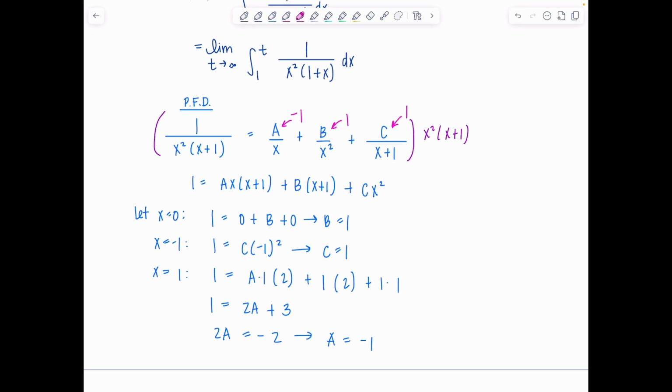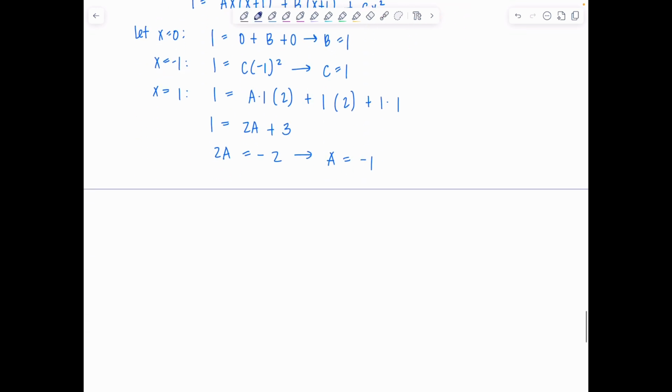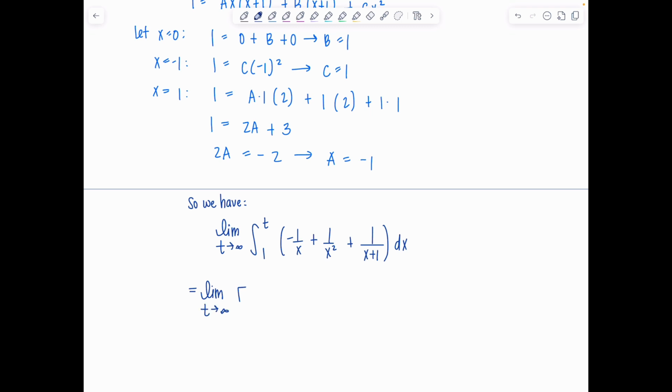Cool. Gonna replace the integrand now with these three guys. Here we go. You know what? Let's write a narrative. So we have the limit as t goes to infinity of the integral from 1 to t of negative 1 over x plus 1 over x squared plus 1 over x plus 1 dx. Okay, I think we can just integrate already. You guys should be fine.